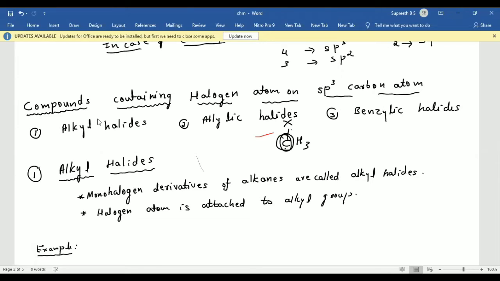If you take methane, a simple molecule, that is one carbon atom. If you take other than methane, it will contain more than one carbon atom. Then the reference carbon atom is nothing but the carbon atom that is attached to the halogen atom.